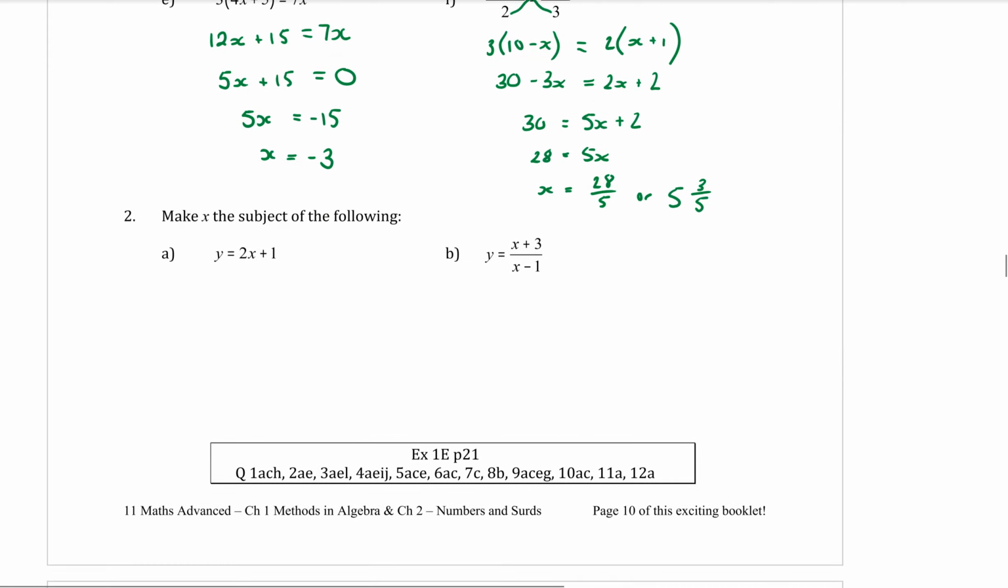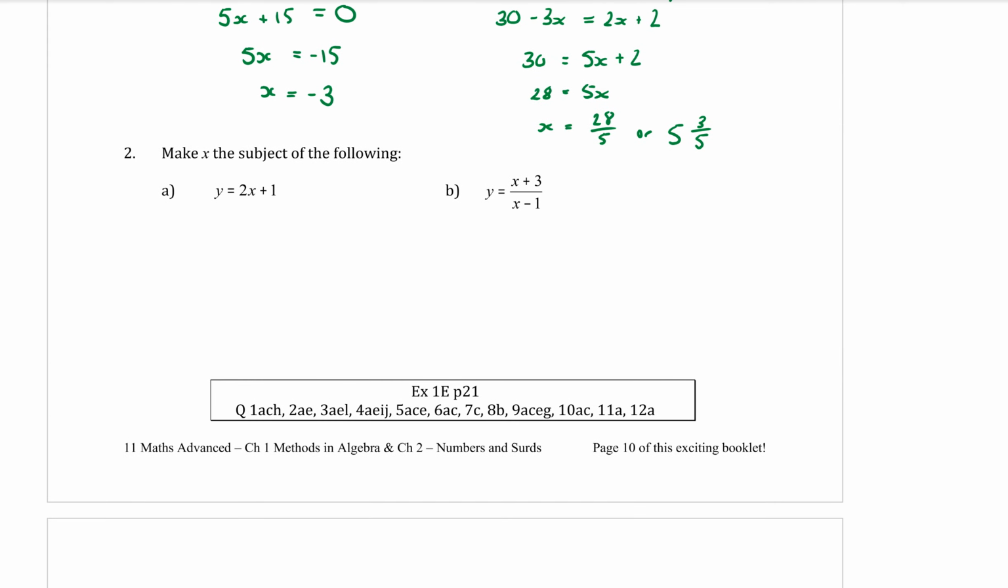Okay, question 2 is some practice rearranging equations that have both x's and y's in them. So y is the subject of these equations at the moment. That just means that y is the letter that's by itself. But we want to rearrange them to get x by itself, x the subject. So move everything away from the x. For the first one, that means subtract that 1 first. So y take away 1 equals 2x. And then I need to get rid of the 2, so I divide by 2.